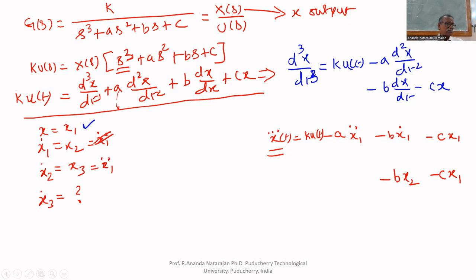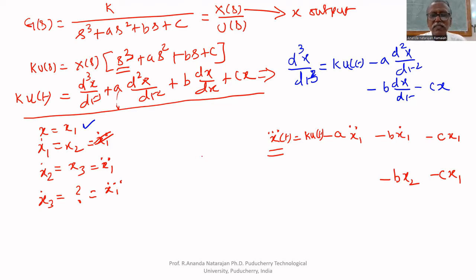Am I correct or not? Because x2 is what? X1 dot. If you differentiate one more time, you will get x2 dot. So x3 equal to what? X2 dot. X2 dot equal to x1 double dot. That's why x1 triple dot is x3 dot. X3 dot equal to x1 triple dot.